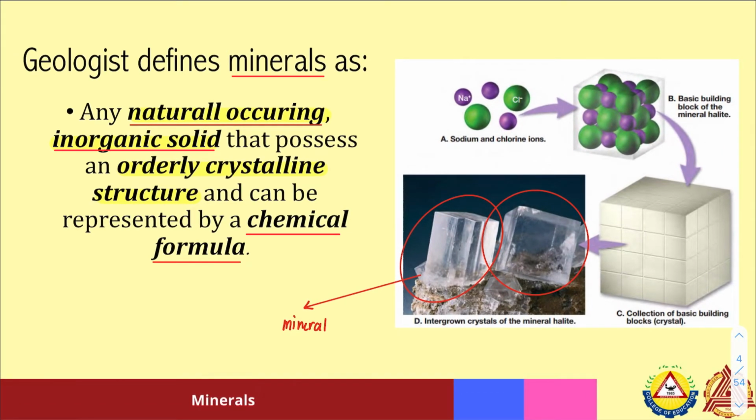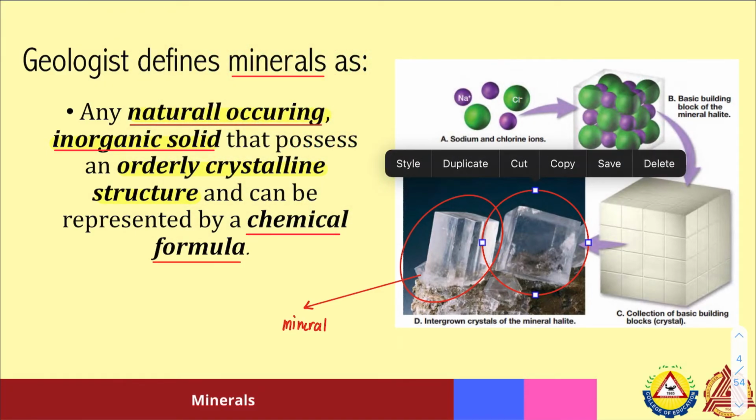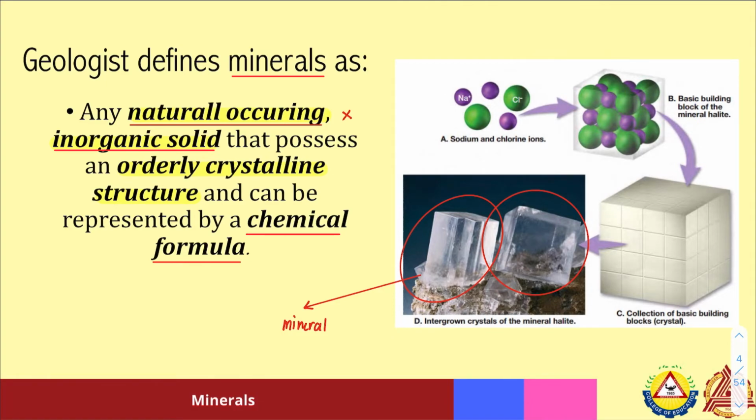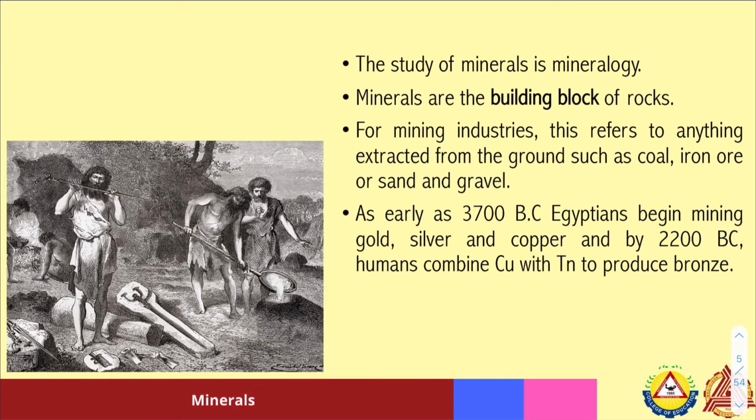Basically, the three: it's naturally occurring, it's an inorganic solid, and it has an orderly crystalline structure. So when any one of these is no longer met, either it is not naturally occurring, or it is not an inorganic solid, or it has no orderly crystalline structure, in the strict geologist sense we cannot consider that a mineral. Okay?